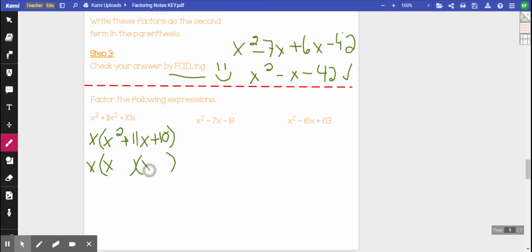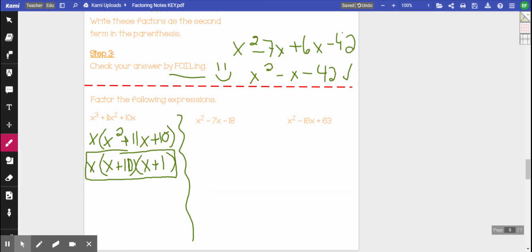I know I can put an x in the first spot because x times x is x squared. Factors of 10 that add up to 11 will be 10 and 1. We know we want positive 11, so I'm just going to make them both positives. Oops, I said 11, so I wrote it. So that's a 10, and that is a 1. And that's it.